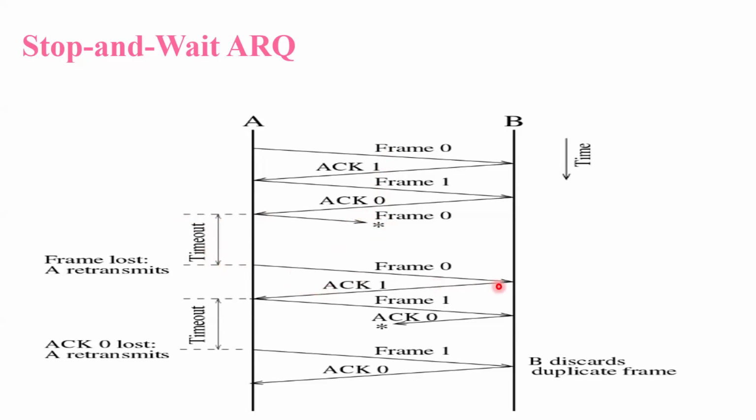Again it was retransmitted. Acknowledgement for frame 1, and now does the acknowledgement have an issue? In the timeout, the acknowledgement is lost, so there is a retransmission. Again B is going to receive the retransmitted frame, and B has to discard that duplicate frame. Okay, that is the stop and wait format.